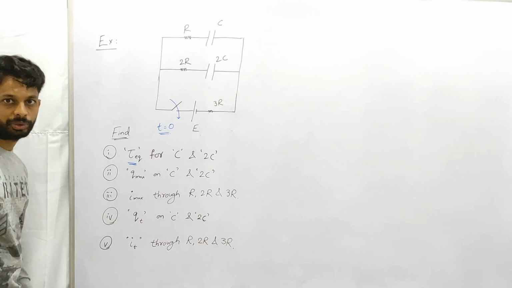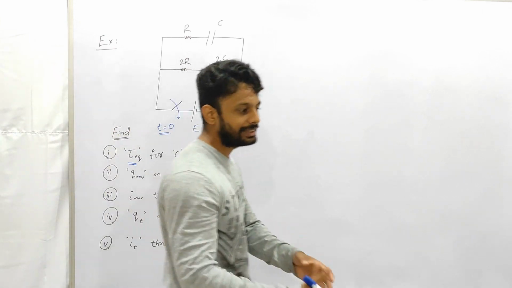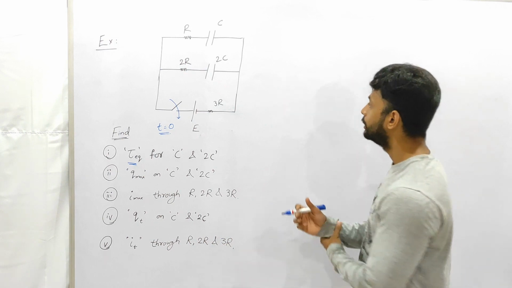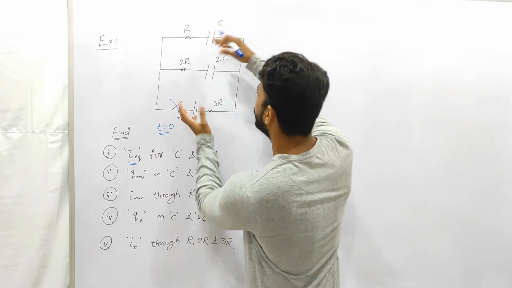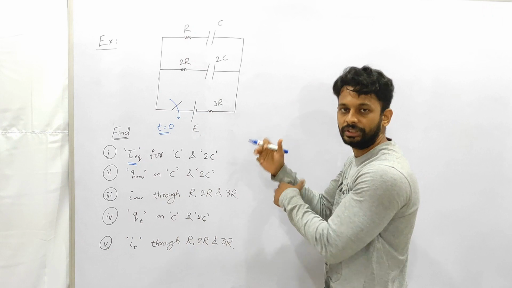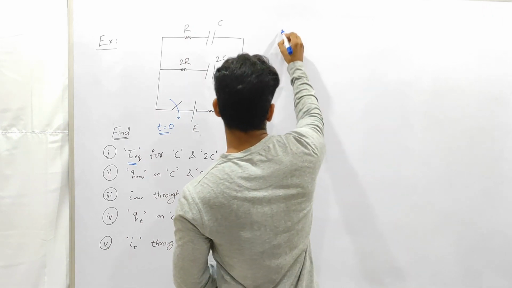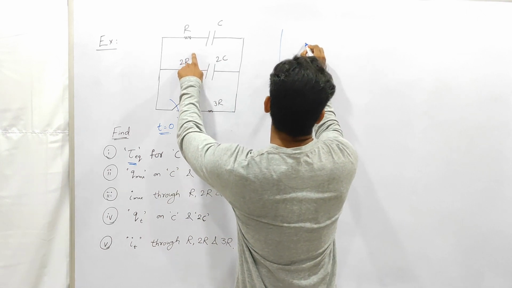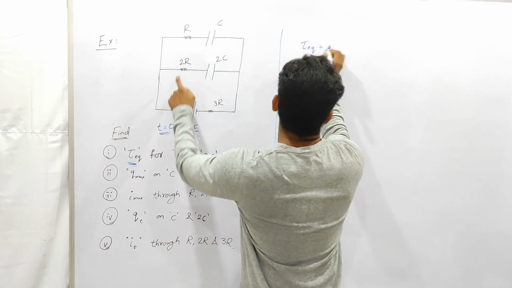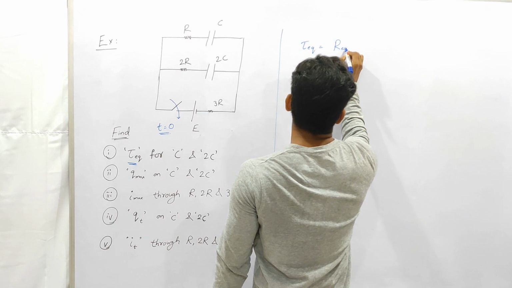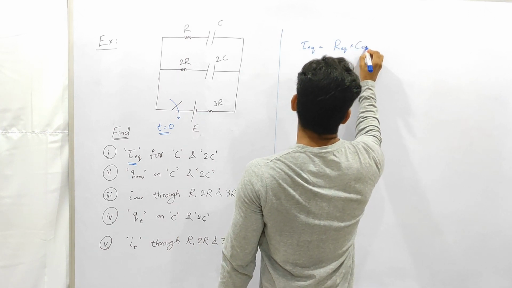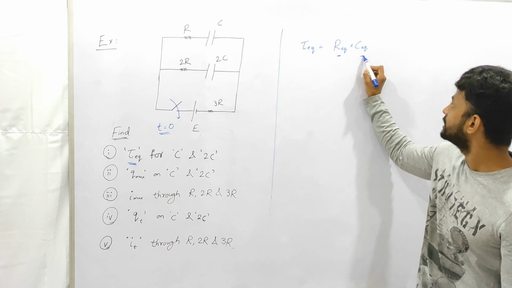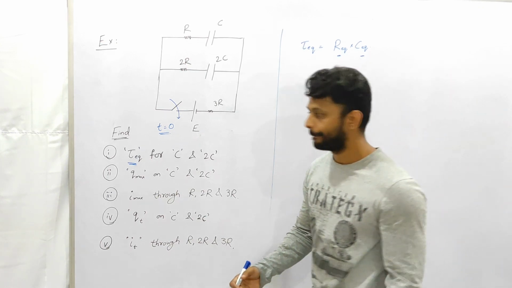How to calculate this tau equivalent? Whenever one single capacitor, single resistor is there, directly I can write it as R into C. But the problem is whenever we have multiple capacitors and resistors, how to find it? So already we saw the logic that we go through. Here I want to find out what is the tau equivalent. We know that tau equivalent is equal to R equivalent into C equivalent. So what is this R equivalent or what is the C equivalent? That we see now in detail.